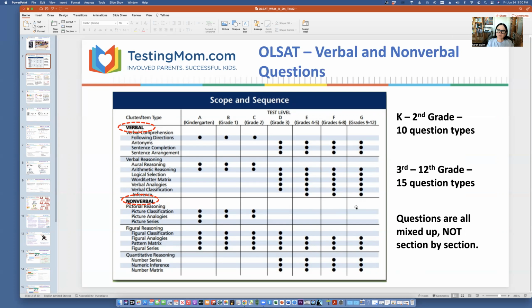And it's a little bit different from a lot of standardized tests, because many standardized tests go section by section with questions that are the same type of question. But this test mixes the questions all up. So your child could be doing a math type question, and then they'll do a figural analogy, and then they might do a picture series, something like that. So it's all mixed up. So they have to kind of change their thinking from question to question. And I'm going to take you through all the different types of questions so you'll understand what they're like.